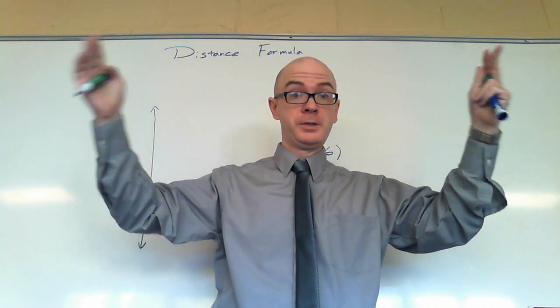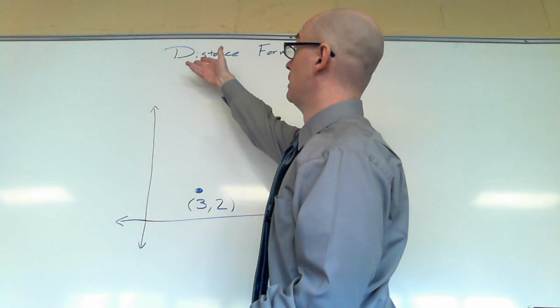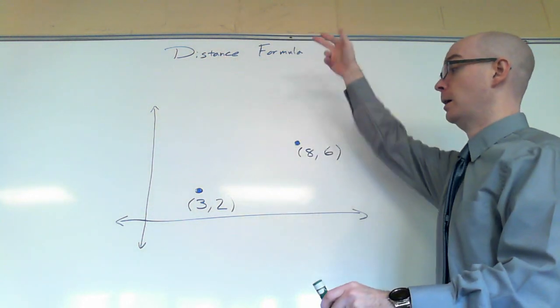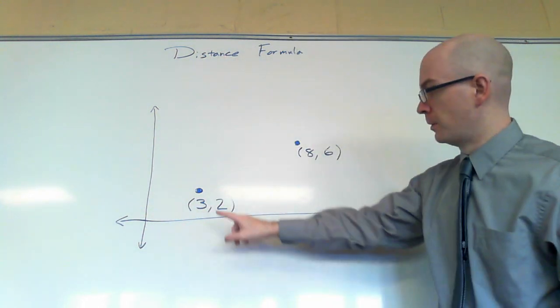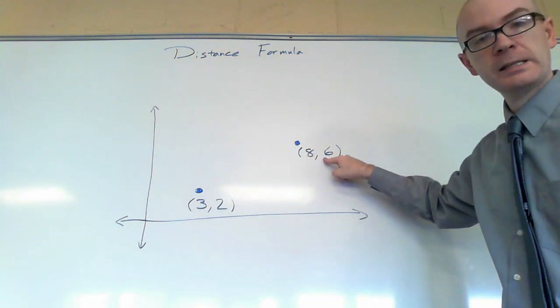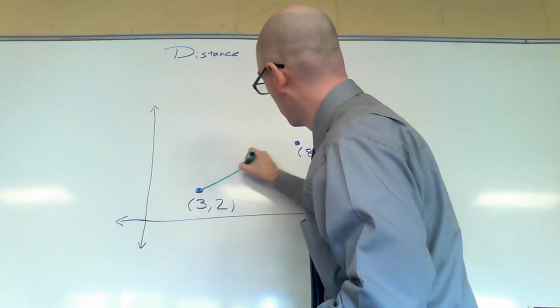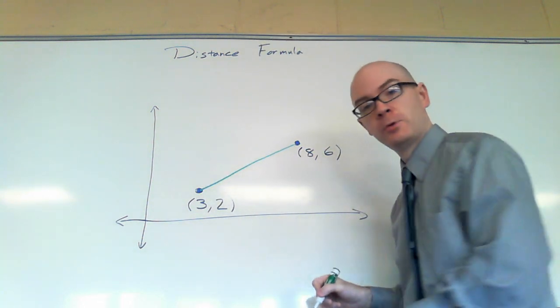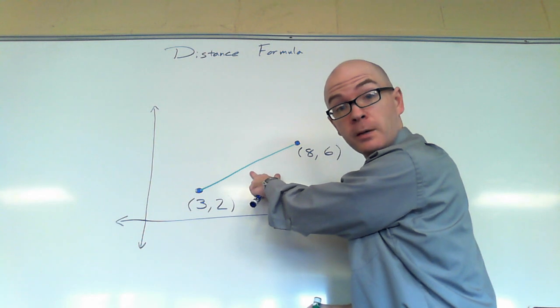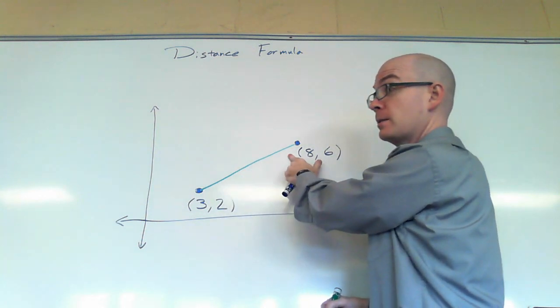Distance between 2 points. How do you do it? Let's find out with the aid of the distance formula. So let's say I want to take a trip from this point right here at (3, 2), all the way over to (8, 6). I want to find the distance between these 2 points, or if I were to make a line segment here, the length of this line segment. How long is the segment?